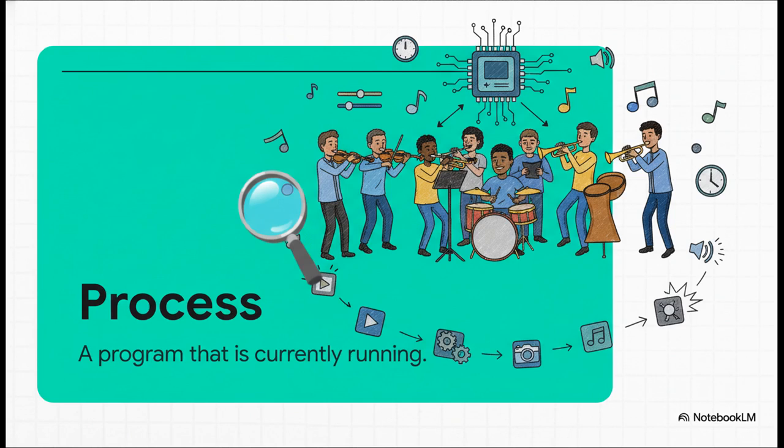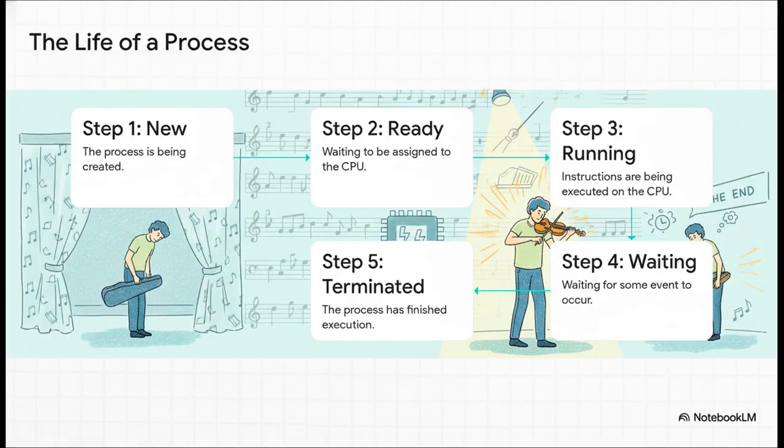Pretty amazing, right? And every one of these processes goes through its own little life cycle. It starts out as new. Think of that as a musician waiting backstage. Then it's ready, instrument in hand, just waiting for the conductor's cue. Running is its big moment in the spotlight, playing its solo on the CPU. Sometimes it has to go into a waiting state, maybe for another musician to finish up. And finally, it's terminated. The performance is over, and it takes a final bow.